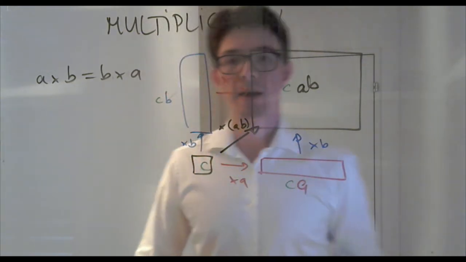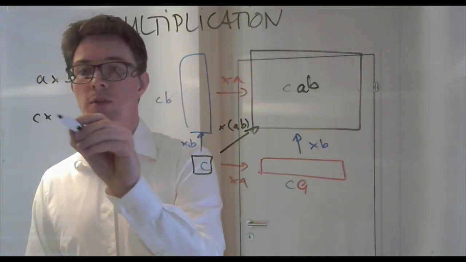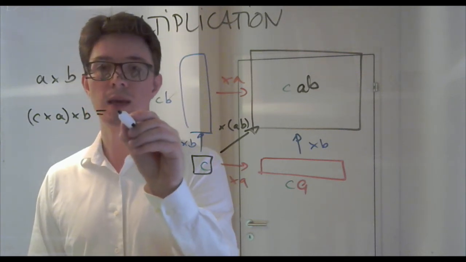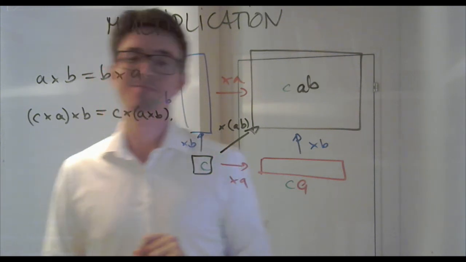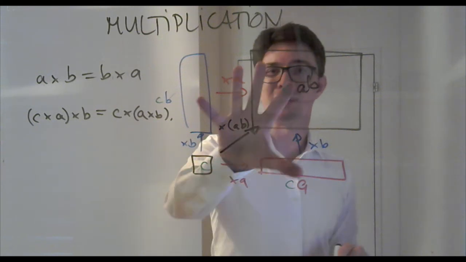So we see that if we take c and multiply by a, and then multiply by b, it is the same as taking c and multiplying it by the product ab. So we have commutativity and associativity represented in this diagram.